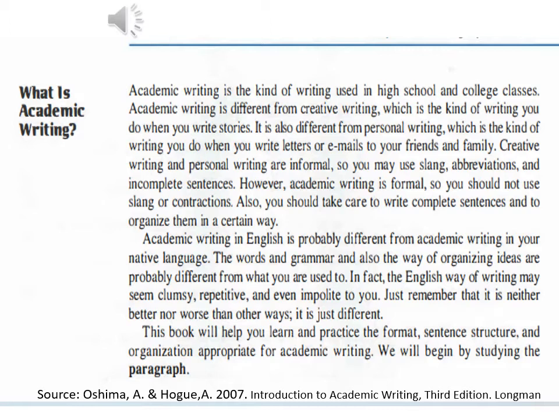Academic writing is the kind of writing used in high school and college classes. Academic writing is different from creative writing, which is the kind of writing you do when you write stories. It is also different from personal writing, which is the kind of writing you do when you write letters or emails to your friends and family.